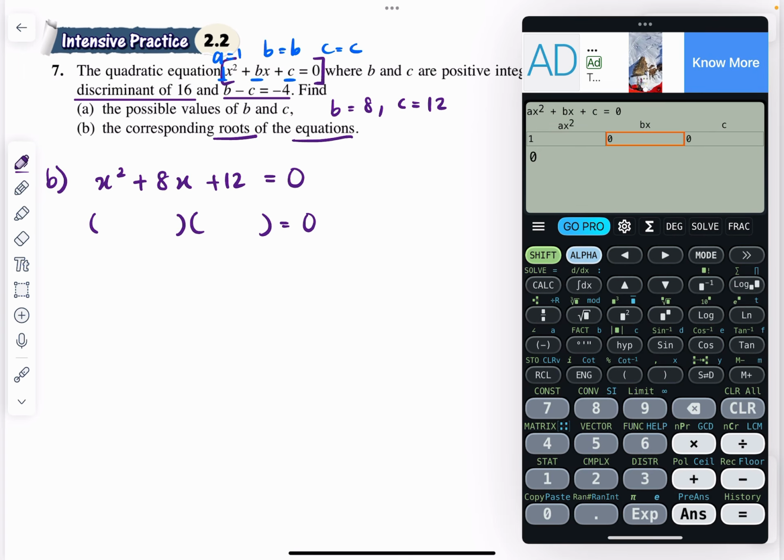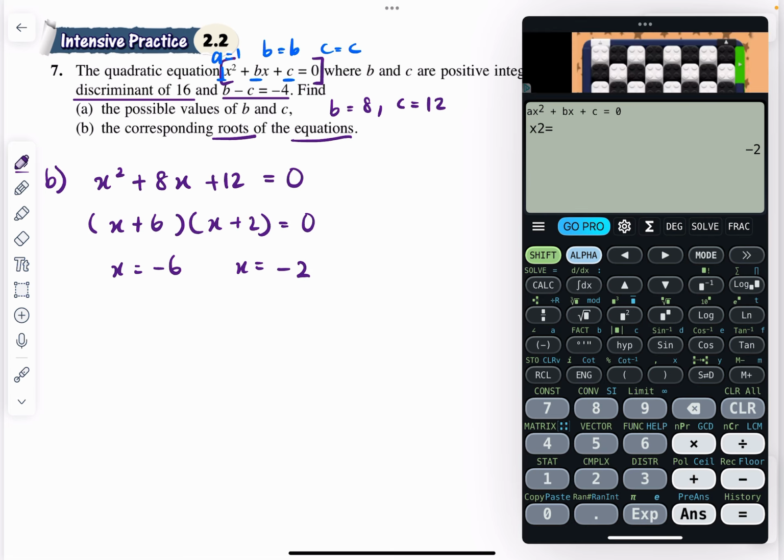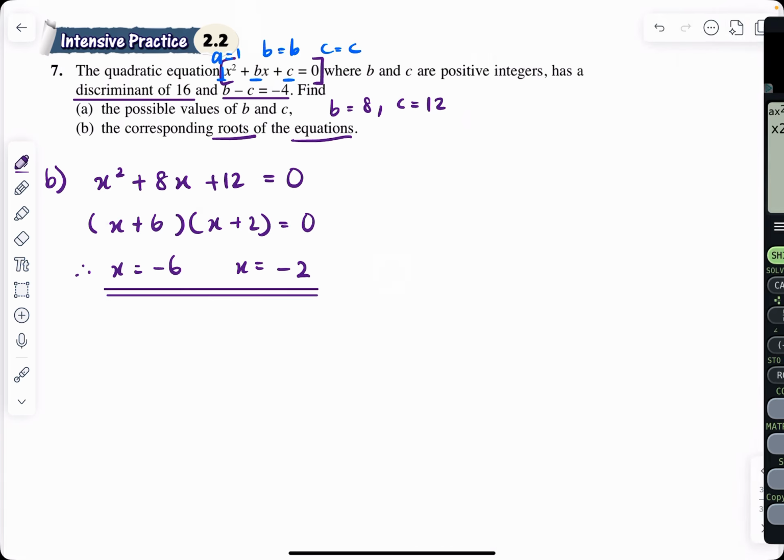A is 1, b is 8, c is 12. So x is negative 6 and x is negative 2. X plus 6, x plus 2. So these will be the roots of this equation. That's it.